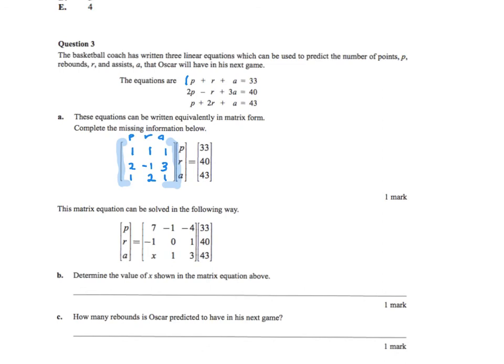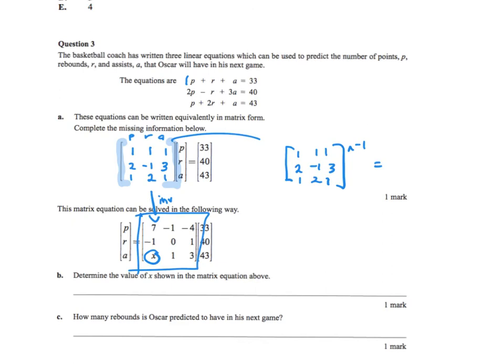Simple. Now the matrix can be solved by the following. So this matrix here is the inverse. Yeah? They've put it to the power of -1. Okay? So determine x. So how do I find out x? I'm going to put this matrix here into the calculator. 1, 1, 1, 2, -1, 3, 1, 2, 1. I'll type that into the calculator and I'll raise it to -1. And what you're going to get is this matrix here, but you're going to be able to see this missing one. So go do that. I'm going to pause it.